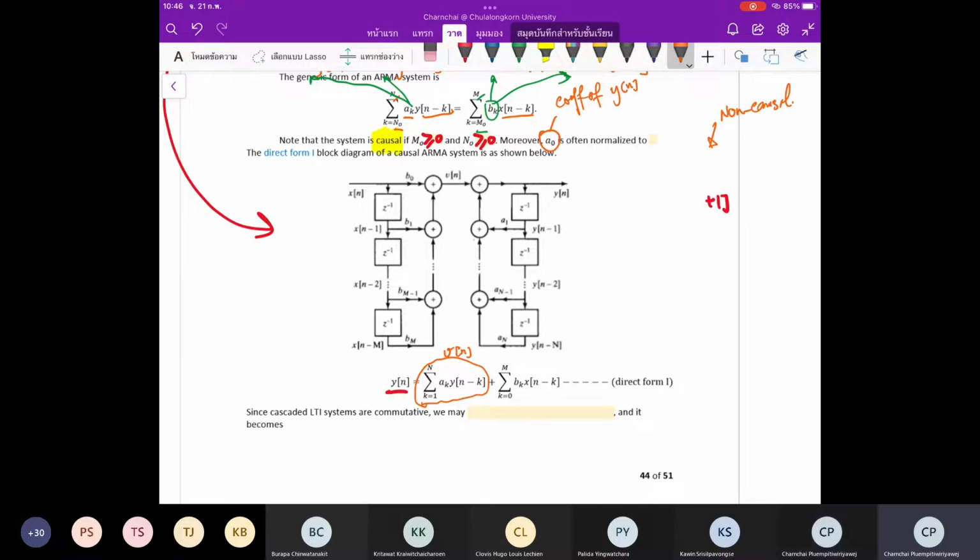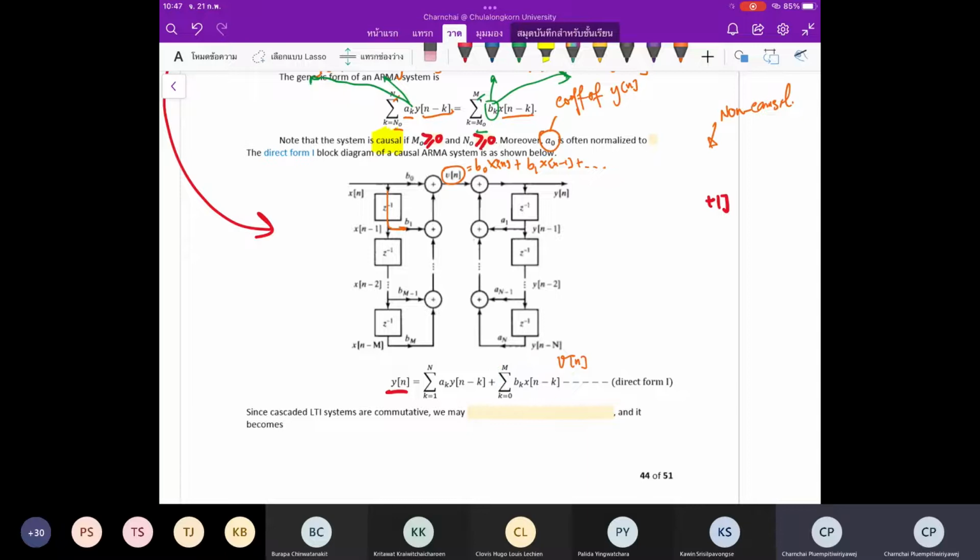No, I'm sorry. Vn is supposed to be the second term, right? Vn is the moving average part. Okay, Vn is this one. This Vn here is b0 xn plus, and then this is the delay, so you have b1 x n minus 1 and so on. That's the moving average part.